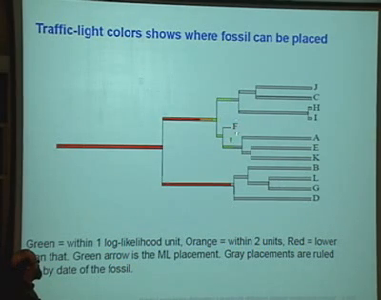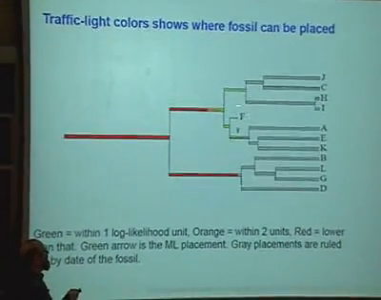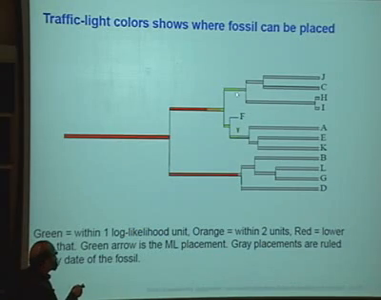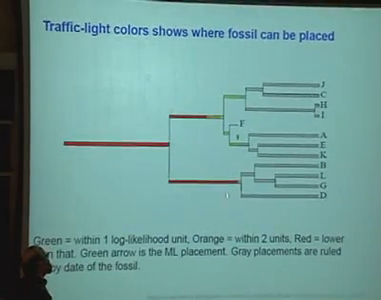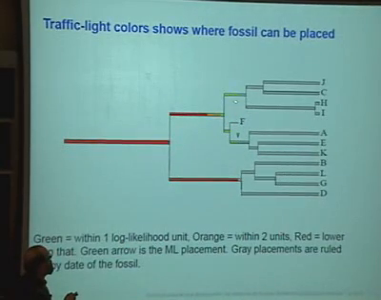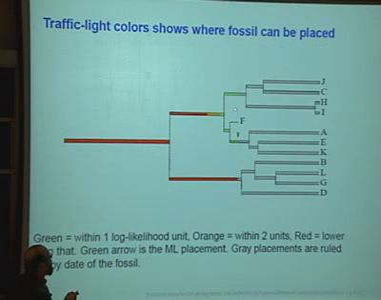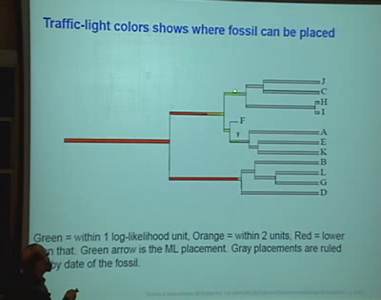And I didn't allow F to hook up anywhere later than the time we found it. So I've tried all the places from this point in the tree on down. And all I've done here is show you the numerical results, which are that if you want to be within 1 unit of log likelihood, those are the green areas, all those placements. And this is the one that has the highest likelihood. It's on this branch. The F branch is right off of here. It actually branched right off there.